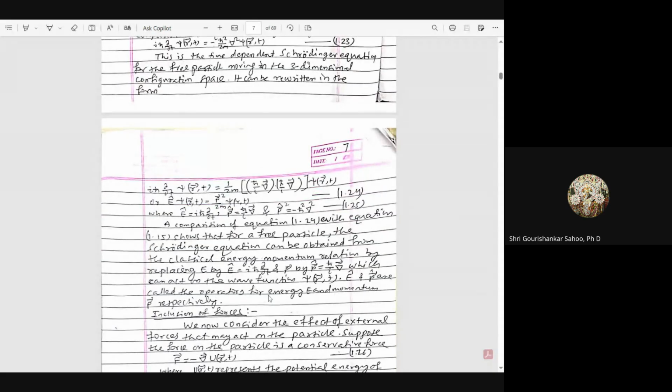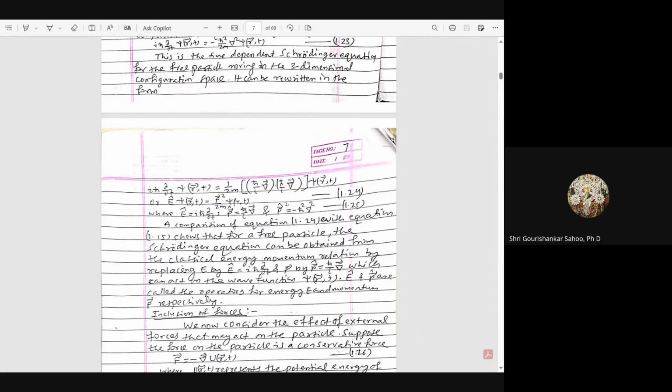It can be rewritten in the form i h cross del by del t psi is equal to 1 by twice m, h cross by i del multiplied by h cross by i del psi, or E cap psi is equal to p square by twice m psi, where psi is a function of r and t.